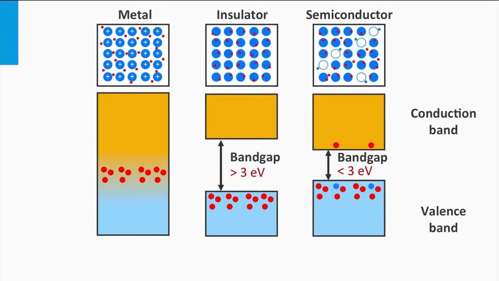The larger the forbidden gap, the smaller the probability that an electron can have enough energy to occupy a state in the conduction band. For a semiconductor, the band gap is smaller. If the band gap of a material is smaller than 3 electron volts, the material can be considered to be a semiconductor. In a semiconductor, some electrons can have enough thermal energy to jump from the valence band to the conduction band.